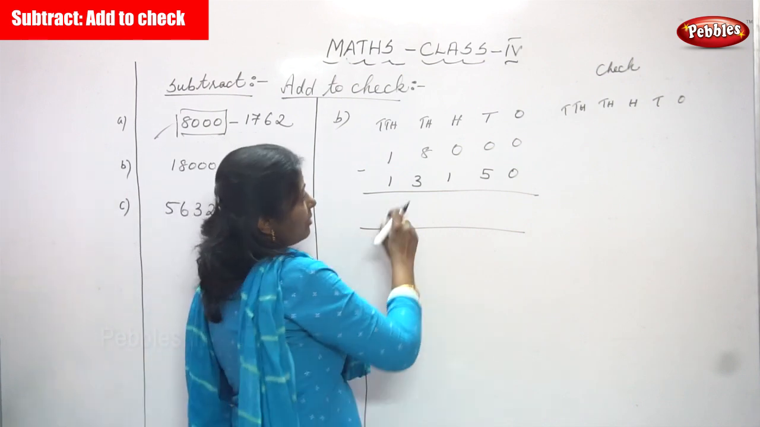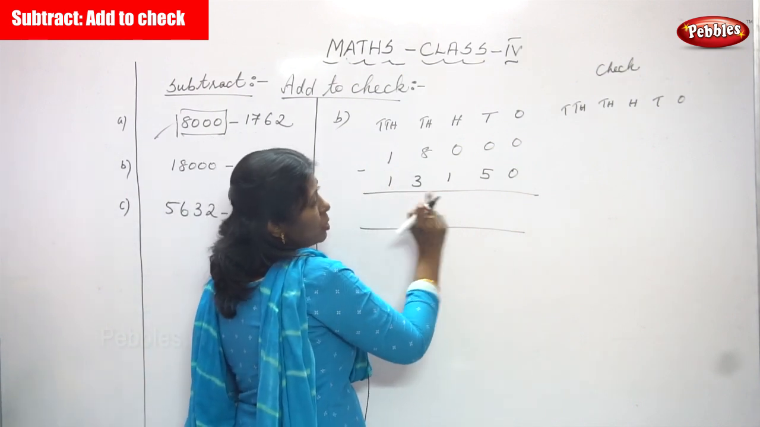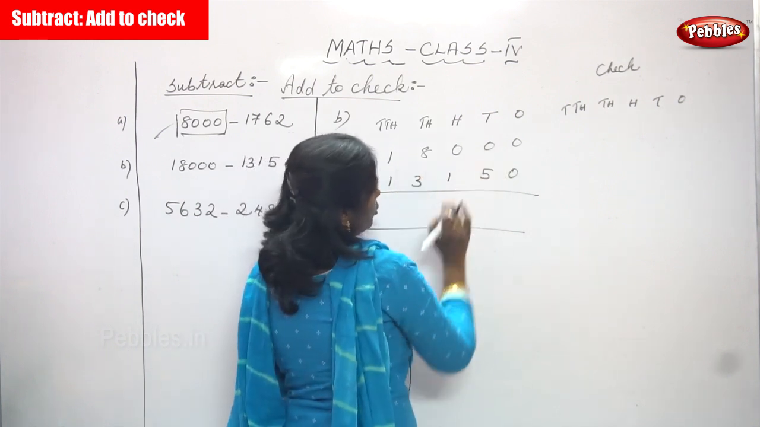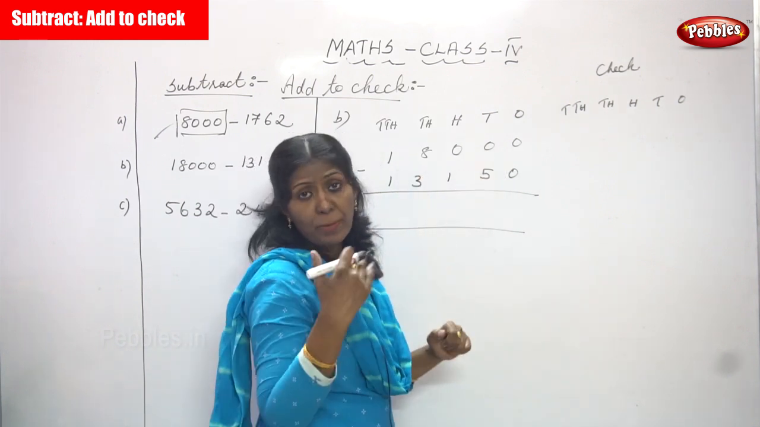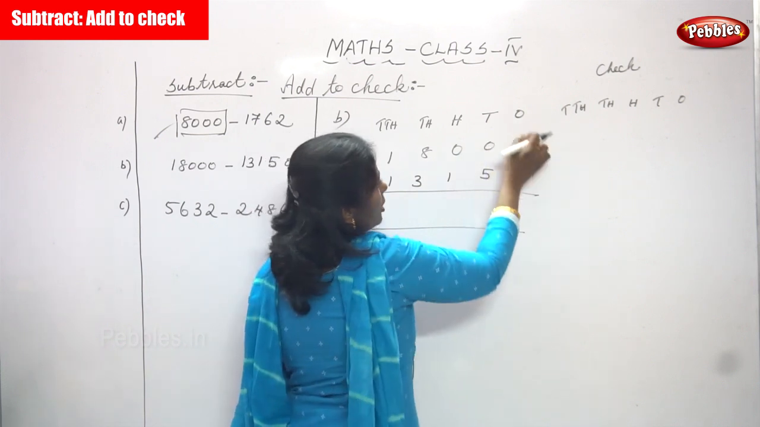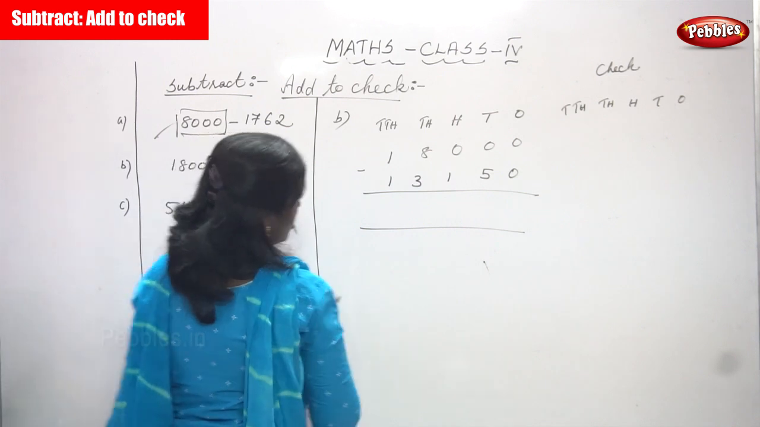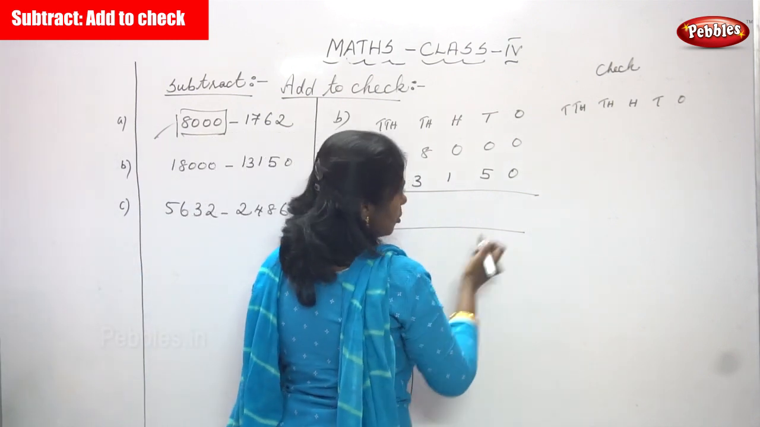So you have to subtract 13,150 from 18,000. That is the second number you have to write. So the first number you write on the top and the second number you write below. One by one you have to write. So you focus only on the ones place. So 0 minus 0 we can get 0 only.